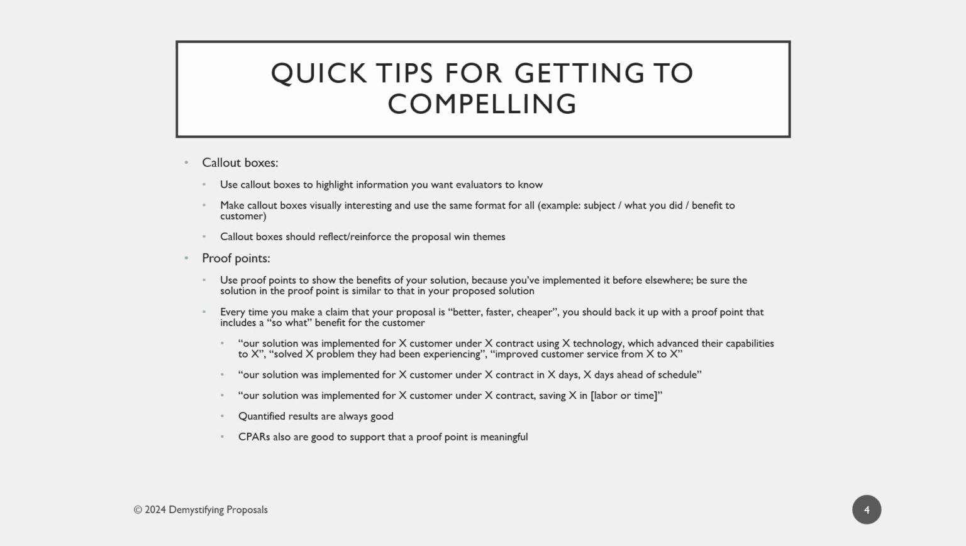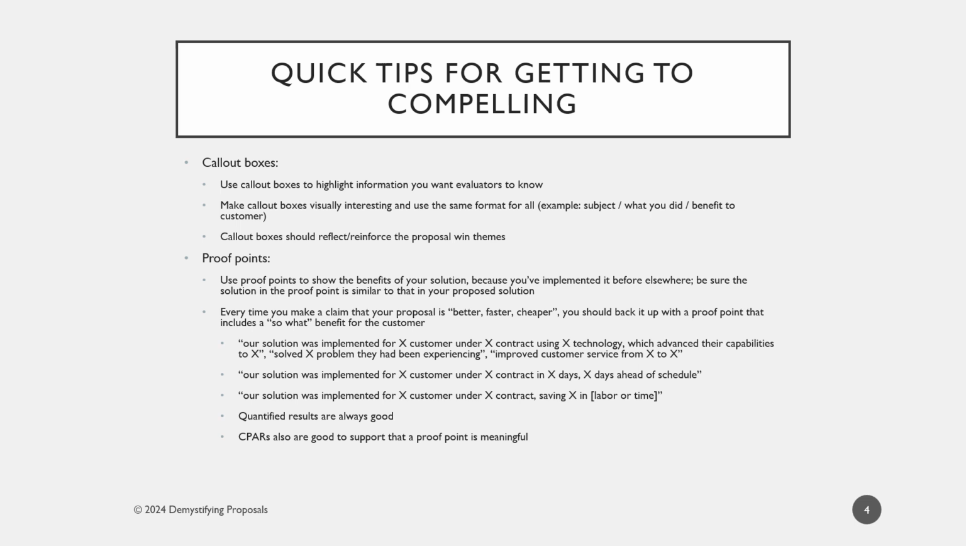Some quick tips for getting to compelling. Call-out boxes. Use call-out boxes to highlight information you want the evaluators to know or to remember. Make call-out boxes visually interesting and use the same format for all of them. As an example, subject, what you did, benefit to the customer. That benefit to the customer is what you want the evaluators to remember. So the call-out boxes should reflect or reinforce your proposal win themes.